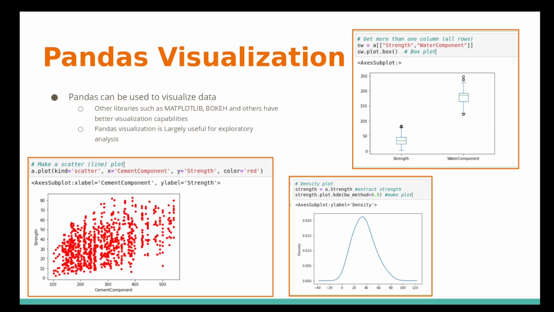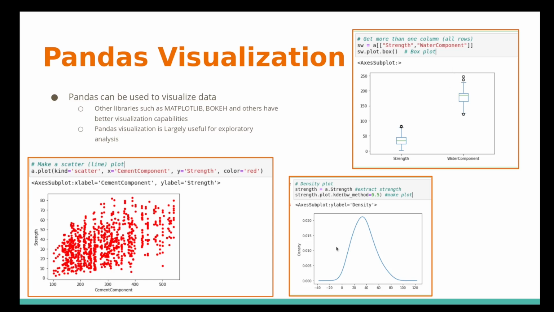If I have a pandas object A, then I can do a.plot. I can tell the kind of plot that I want, and then I can give the X component, the Y component, and the color. It gives me a plot that shows how my strength here is varying with my cement component. Similarly, I can make a box plot. To do that, I create a new object A, which has these two, strength and water component. And then I create a box plot of these two elements.